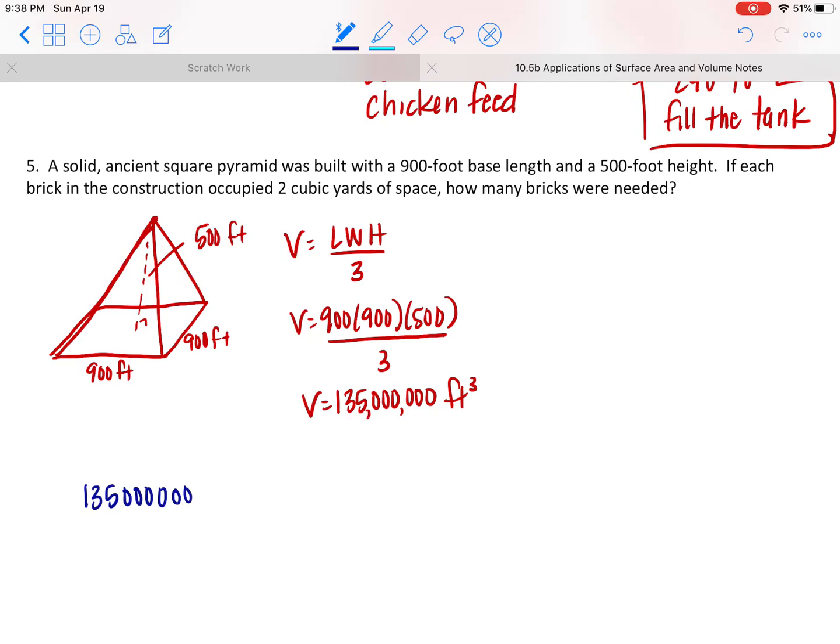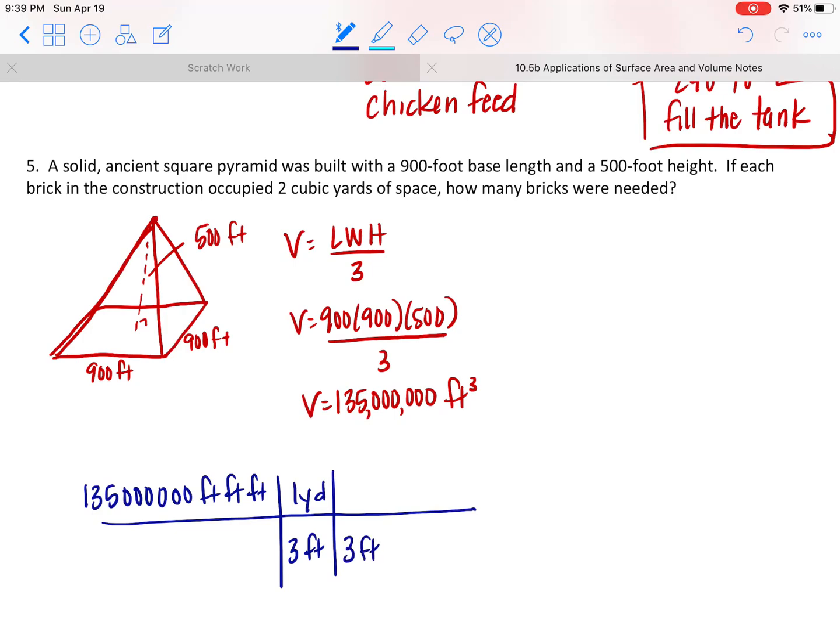So we have 135 million. That's 6 zeros. It was 6 zeros, right? Yeah. Feet cubed. So feet, feet, feet. Okay. We have to get rid of feet again. And same thing, 3 feet, 1 yard, trying to get to yards.